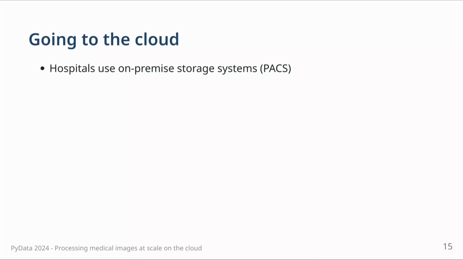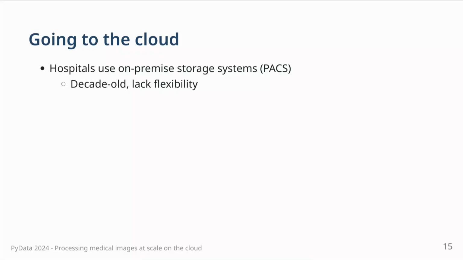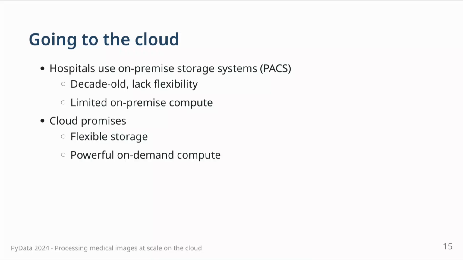So hospitals use on-premise storage systems most of the time. For instance, for DICOM, they use PACS. Oh yeah, I see someone nodding. You know what I'm talking about. It's decadal, not really flexible. It was designed at a time when compute and network were something else. And so you have limited on-premise compute. I want to insist on that as well. Why the cloud then? Because you would have flexible storage and powerful on-demand compute, really. These are arguments I've seen in that field.